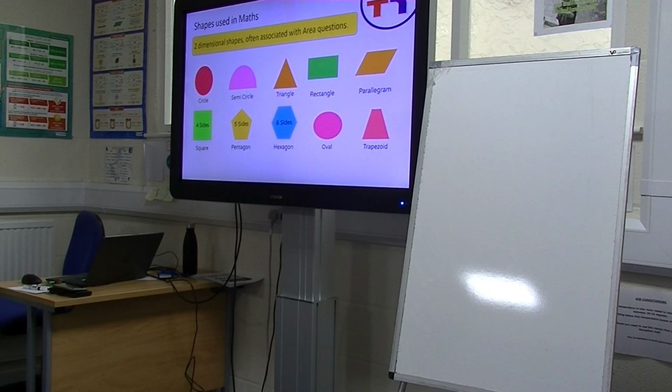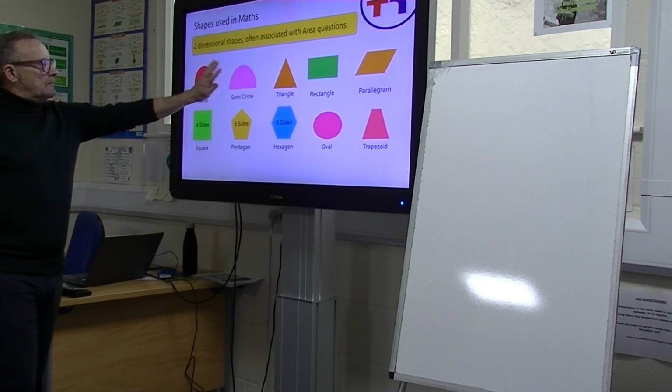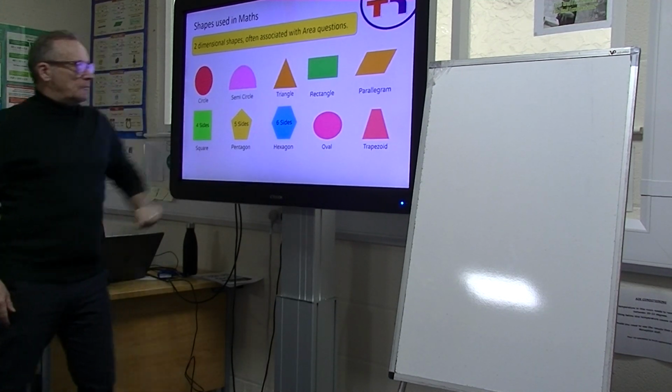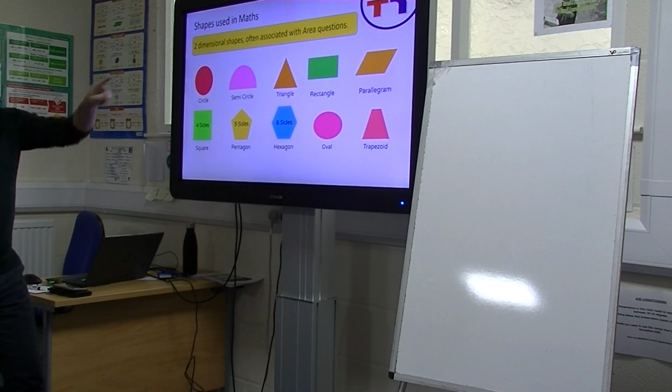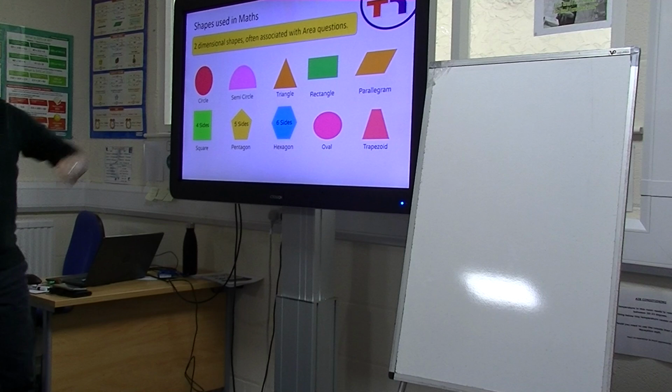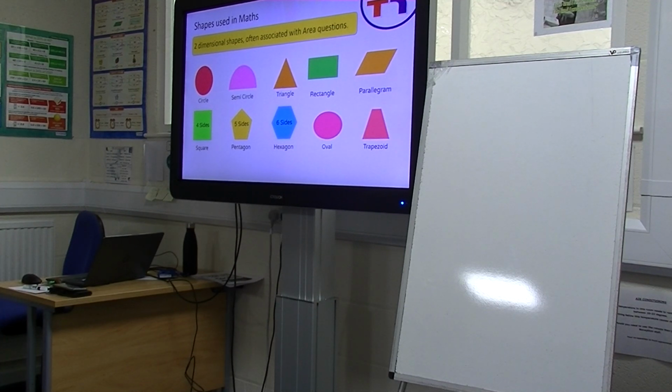So they're the 2-dimensional shapes, often associated with area questions. Squares, circles, semicircles, triangles, rectangles will be associated with area questions, the most common ones. If you just get a question that says, like it's just said on that coordinates question, draw a parallelogram, you know what one looks like. Okay?